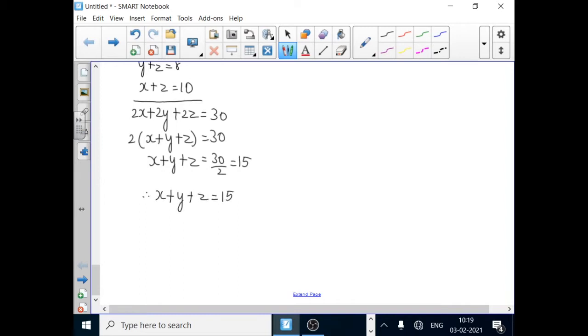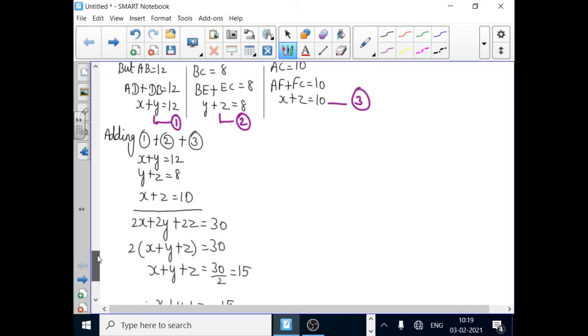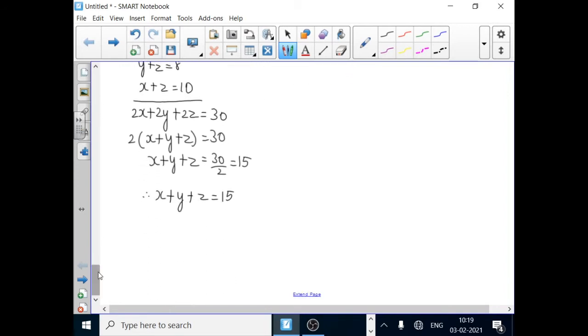We use the first equation, x plus y equal to 12. So instead of x plus y, we can write 12 plus z equal to 15. So z equal to 15 minus 12. The answer is 3. So z equal to 3.